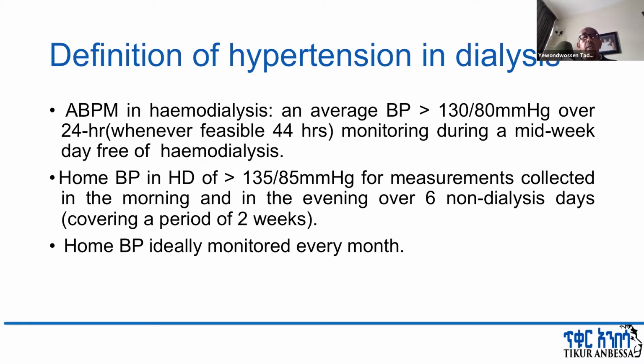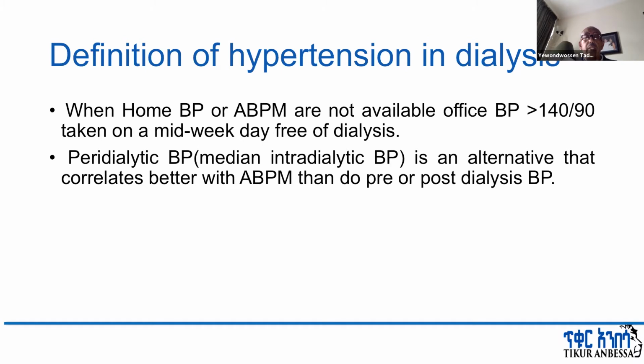And blood pressure, as measured at home, greater than 135/85, collected in the morning and in the evening over 6 non-dialysis days, which would cover a period of 2 weeks, would define hypertension. And ideally, home blood pressure should be monitored every month. But there would still be patients who would have difficulties doing home blood pressure measurement, in which case one may use office blood pressure on a midweek day free of dialysis, greater than 140/90 to define hypertension.